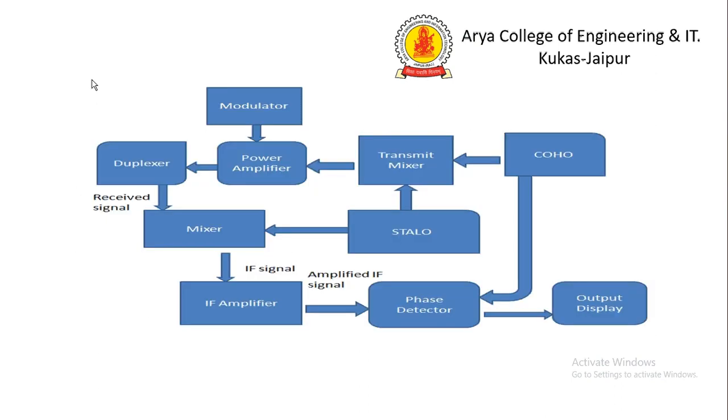This is the block diagram of continuous wave radar. Received signal, mixer, stalo, IF amplifier, phase detector, output display, coho, transmit mixer, modulator, power amplifier, stalo, phase detector, amplified signal, intermediate frequency signal, IF signal, transmit mixer, coho.